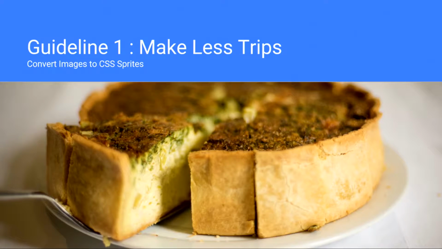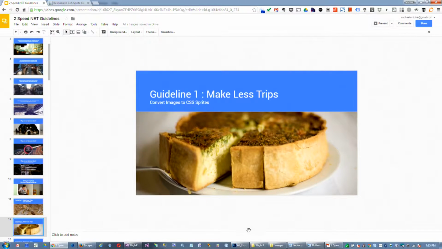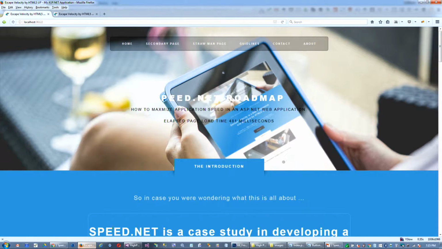So, guideline 1 is to make fewer trips, right? Make fewer requests and convert those images into one image called a CSS sprite. There's not a lot of code demo tonight, but there is a little bit, and this is part of it. I'm going to leave the presentation and actually go to a sample application.